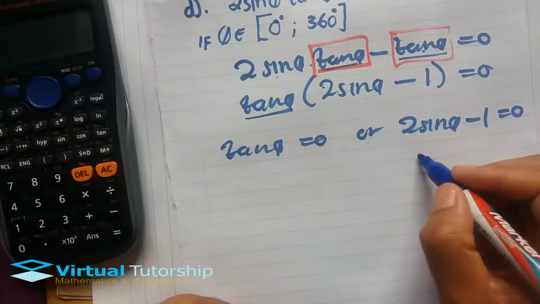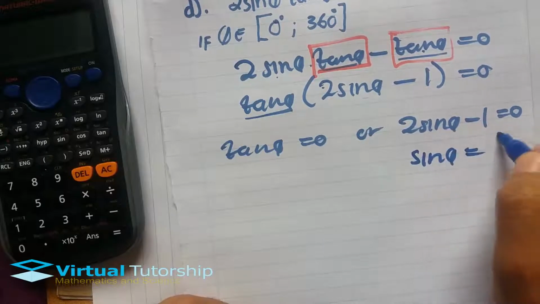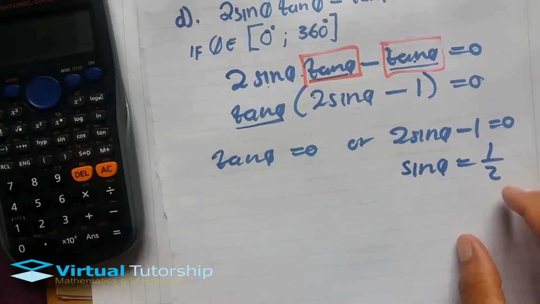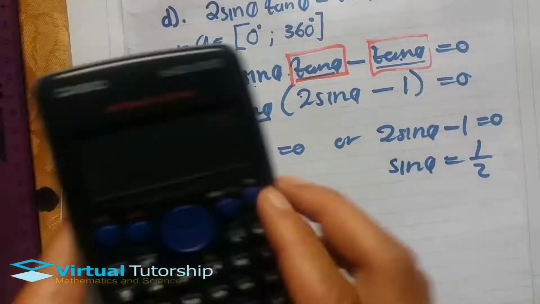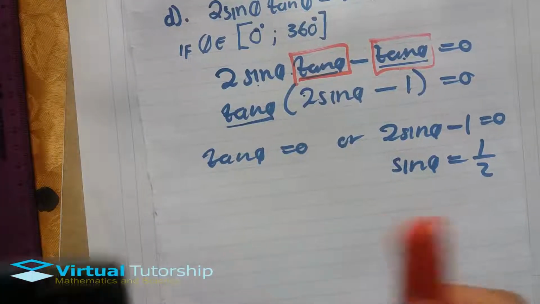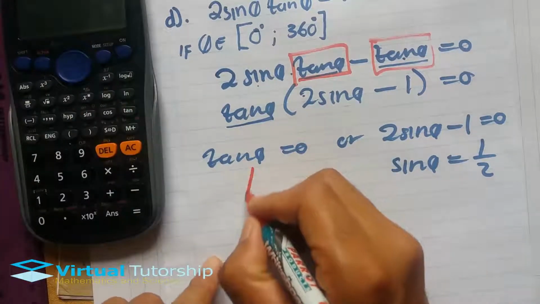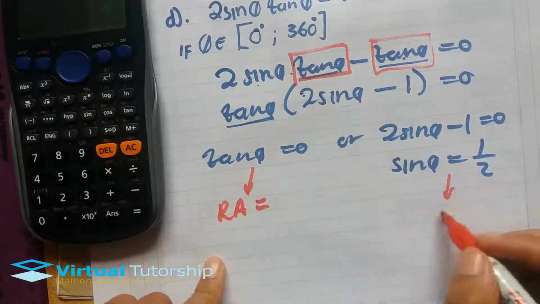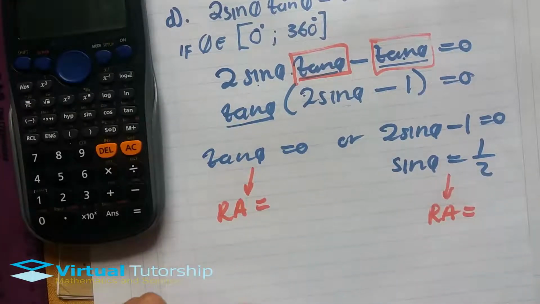Okay, lena thing simplify further ngizothola ukuthi sin theta is equal to a half, ne? So asithola ama reference angles for la. Qala bese sithola ama general solutions.